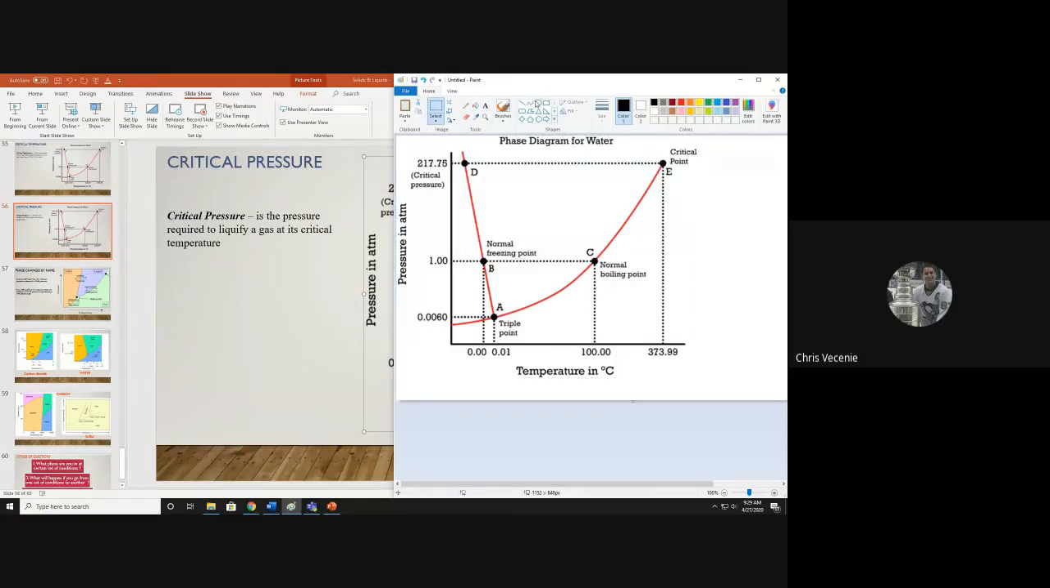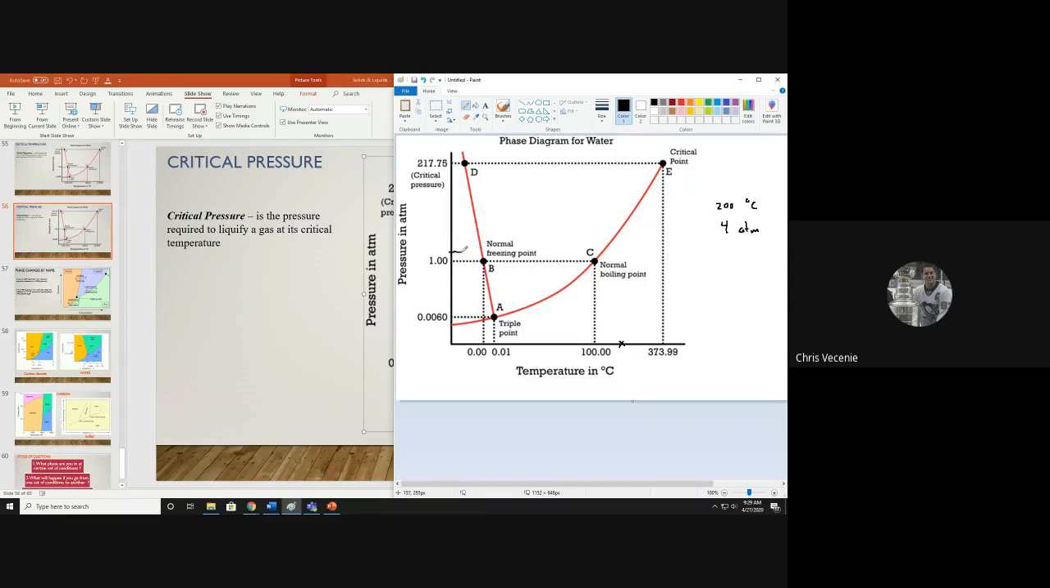I could say to you, hey, at 200 degrees Celsius and 4 atmospheres, what phase are you in? And what you guys would do is find those conditions on the axis. So the temperature scaling here, there's 100, there's roughly 400. So let's say 200 puts me in here. And 4 atmospheres, here's 1, here's 217. So 4 is basically here.